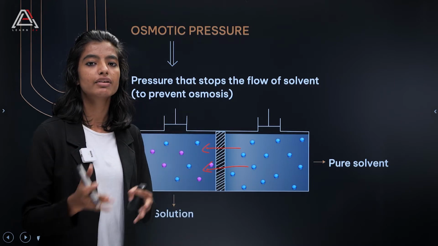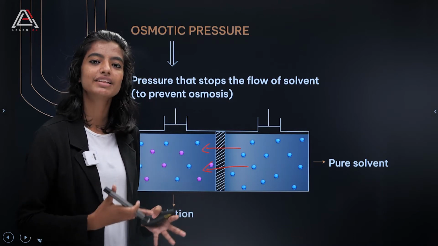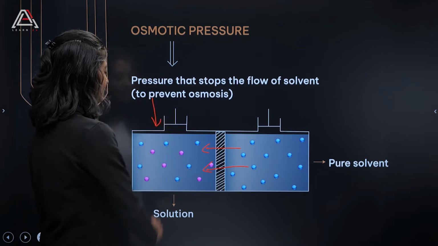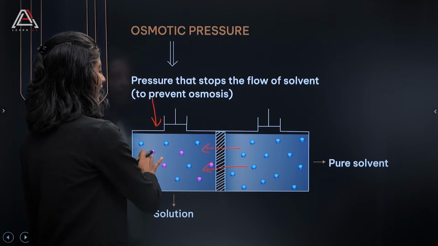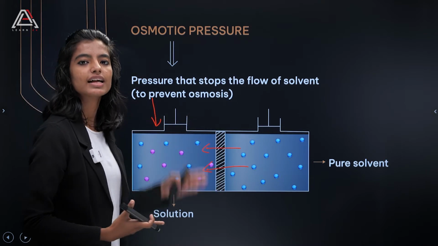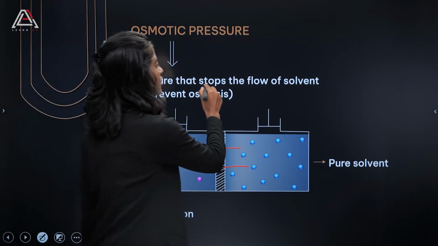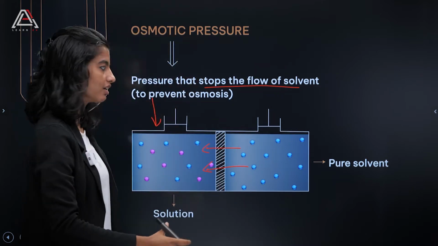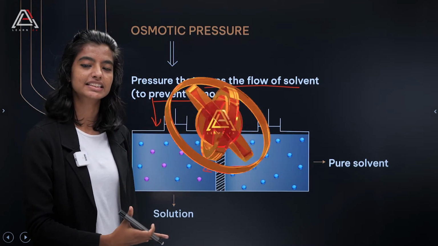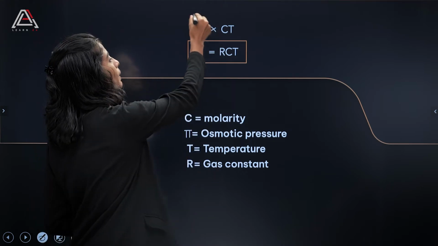And now, can you tell me where should I apply the pressure to stop this flow of solvent? Yes, I have to apply pressure on this side, on solution side. I have to apply a pressure to stop this flow of solvent particles. That pressure is called osmotic pressure. Osmotic pressure is the pressure that stops the flow of solvent, or it prevents the osmosis. Now I can represent this osmotic pressure as pi.